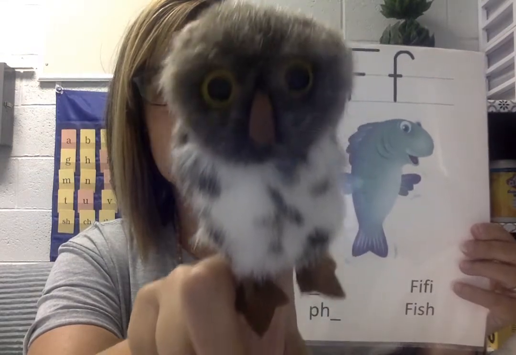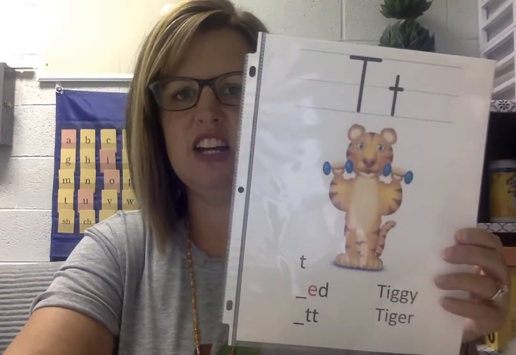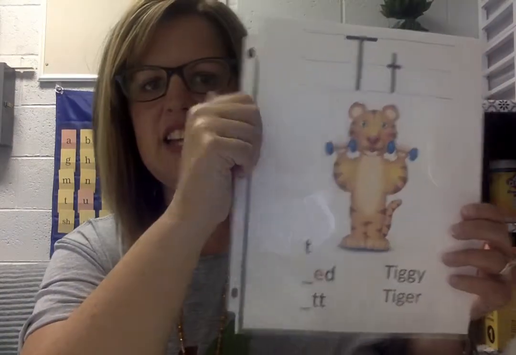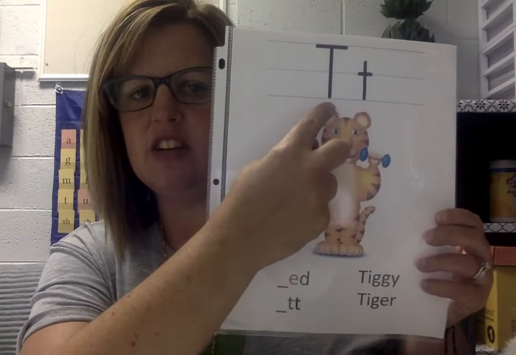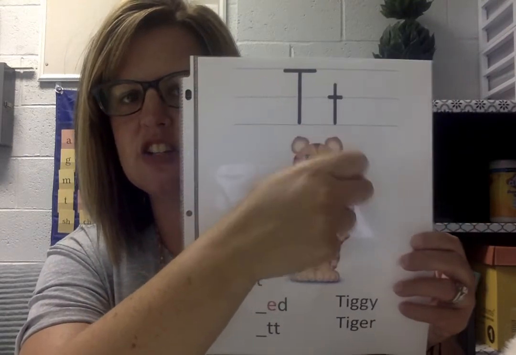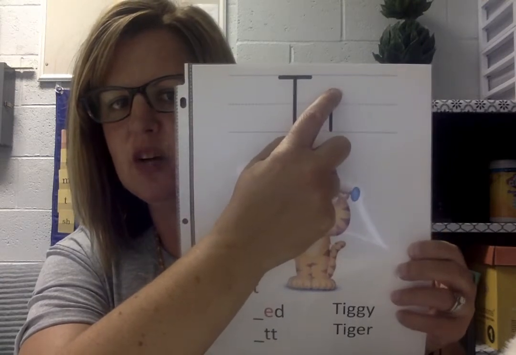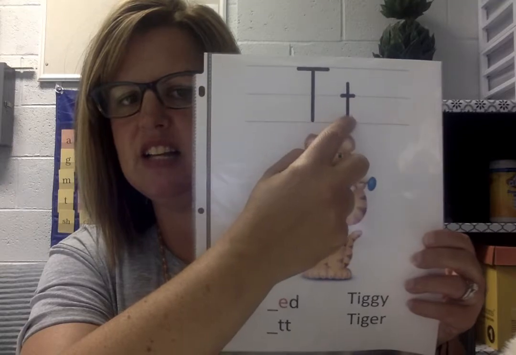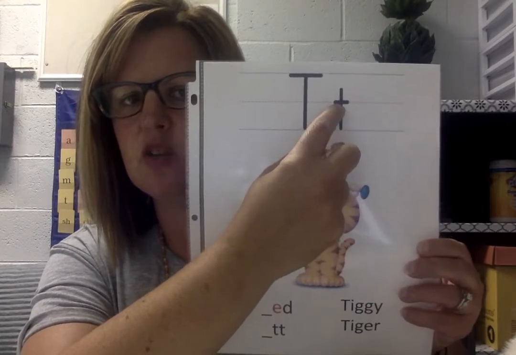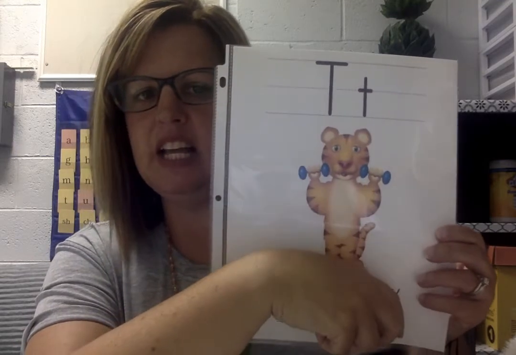Our final letter that we learned yesterday was T for Tiggy Tiger. Again, a skyline letter, so all the way up to the skyline, comes straight down to the grass line, and cross over for our uppercase. Lowercase, we're still going to come all the way up from the skyline down to the grass line, and we're going to cross over on the plane line.